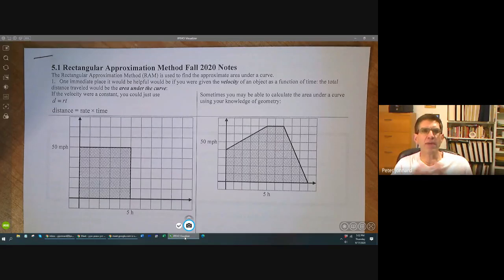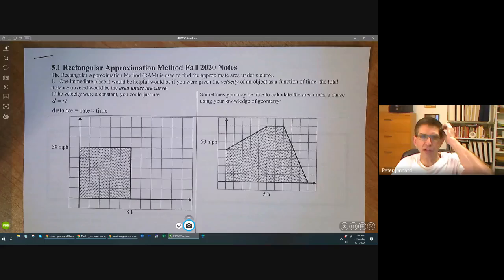This method is called the rectangular approximation method. It's used to find the approximate area under a curve because we're going to use finite rectangles. We're going to have a finite number of actual rectangles, and so we can only approximate the area of a complicated looking curve. So one immediate place it would be helpful is if you were given the velocity of an object.